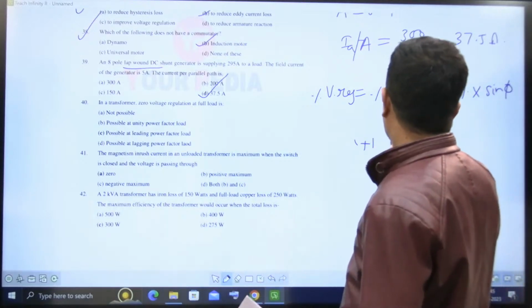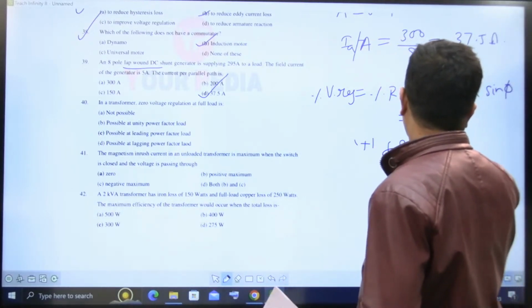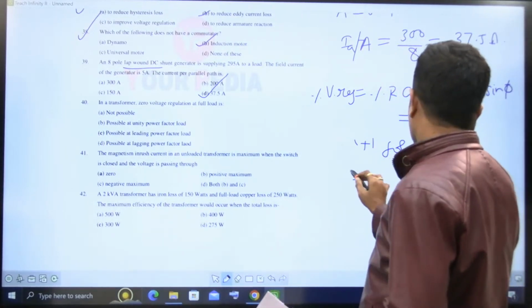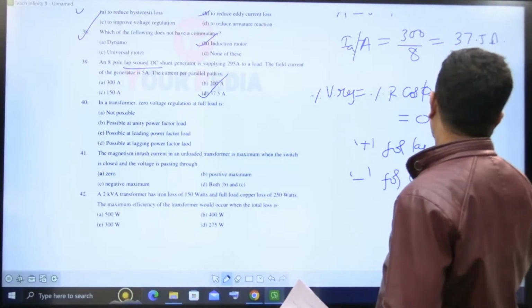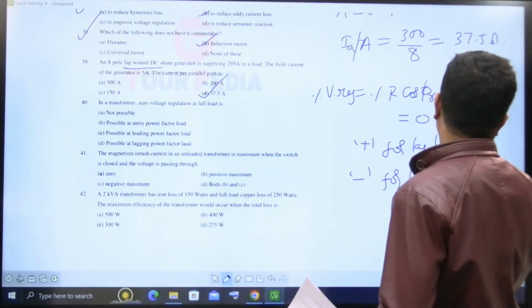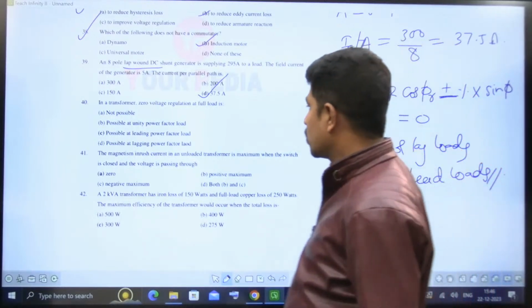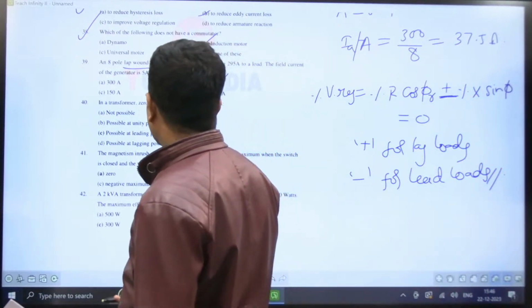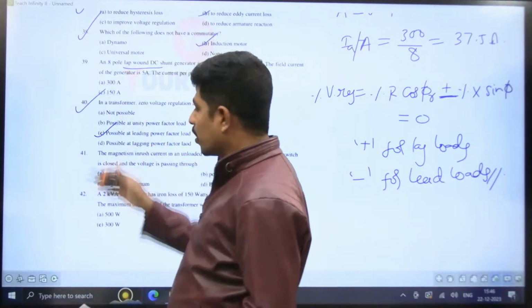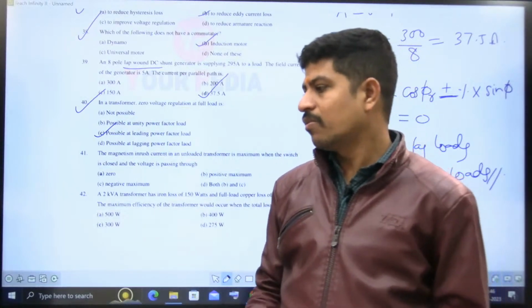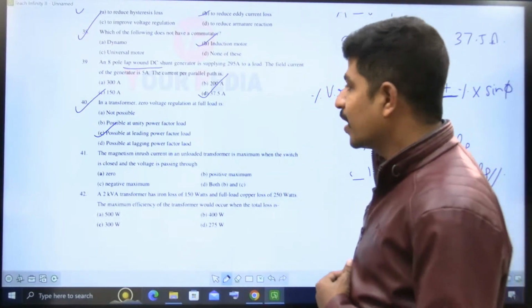So, in that formula, plus for lag loads, and we know that minus for lead loads, right? So, this is minus for what loads? Possible only for leading power factor loads. The answer for 40 is option C. Right? Next one.